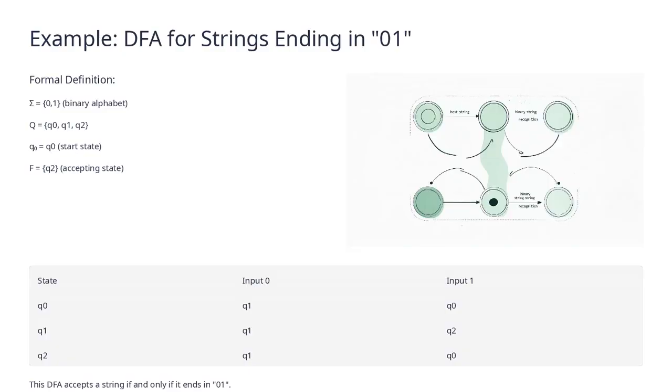Example DFA: language of strings that end in 01. Let's design a DFA that accepts binary strings that end with 01. We define Σ equals {0, 1}, the binary alphabet. Q equals {q0, q1, q2}, q0 is the start state, F equals {q2}, only q2 is accepting. Now define δ(state, input). From q0: input 0 goes to q1, input 1 stays at q0. From q1: input 0 stays at q1, input 1 goes to q2. From q2: input 0 goes to q1, input 1 goes to q0. Explanation: q0 is the start, q1 means just saw 0, q2 means saw 0 followed by 1, accept. So the DFA accepts a string if it ends in 01. Any other ending is rejected. We have now used all 5 DFA components formally.